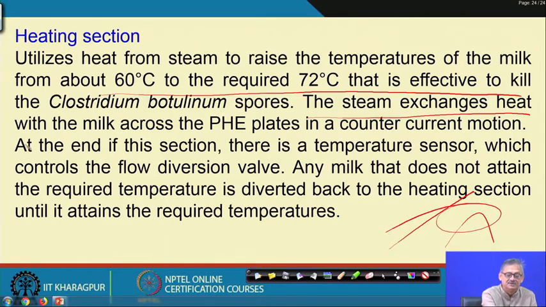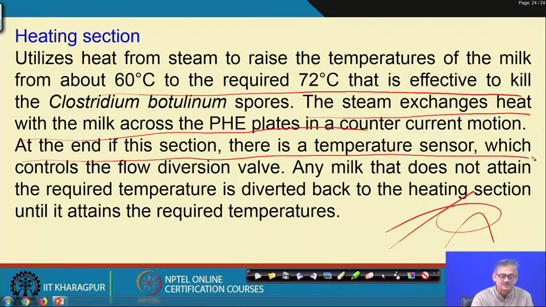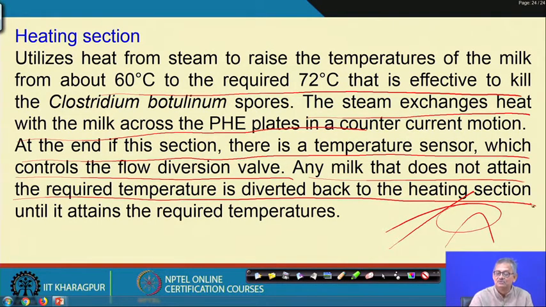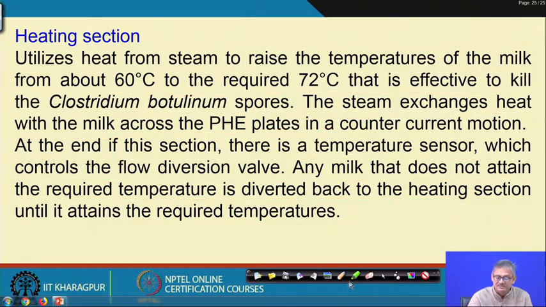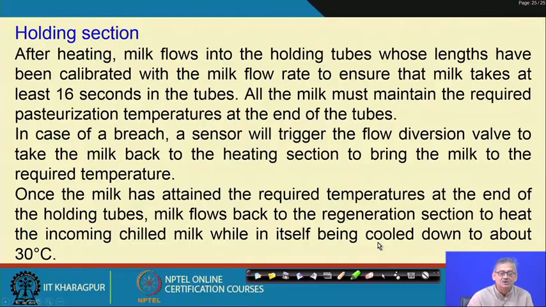The steam exchanges heat with the milk across the plate heat exchanger in a counter current motion. At the end of this section, there is a temperature sensor which controls the flow diversion valve. Any milk that does not attain the required temperature is diverted back to the heating section until it attains the required temperature. Once you get the temperature, then comes the holding section.